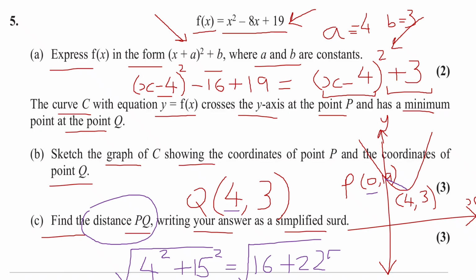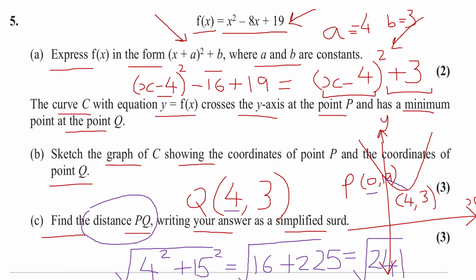Okay, we end up getting the square root of 241. Now it says as a simplified surd. Now this is actually technically a non-calculator paper, but I don't want to waste a lot of time here. So I'm going to try and obviously work out some factors of this number.